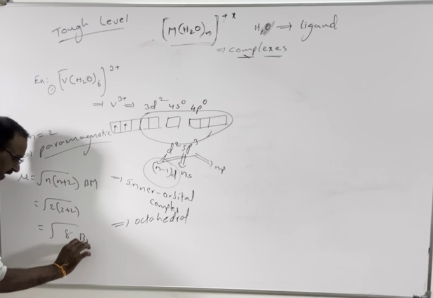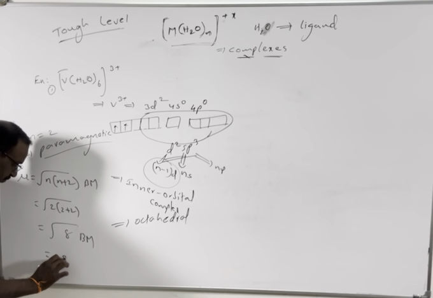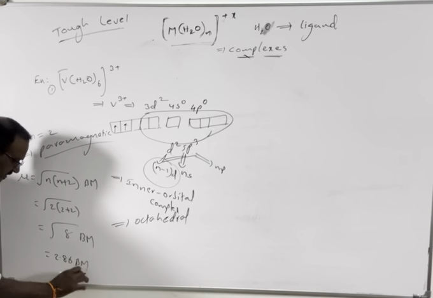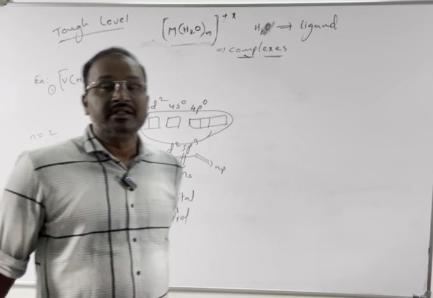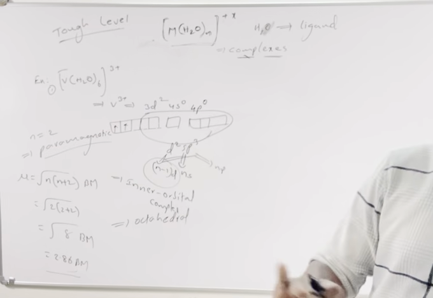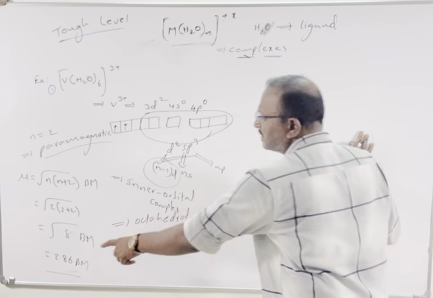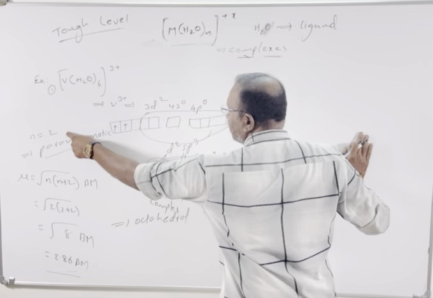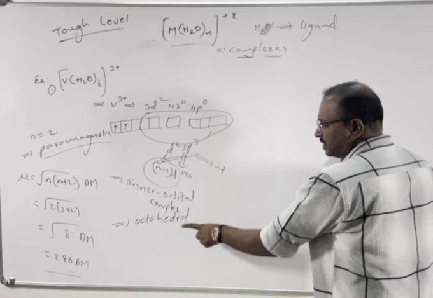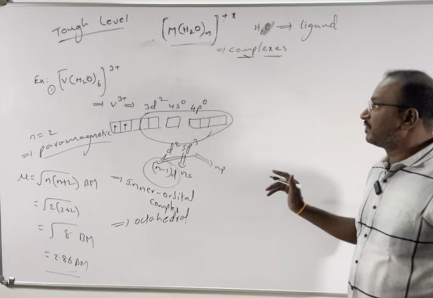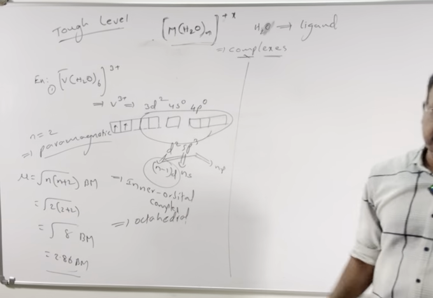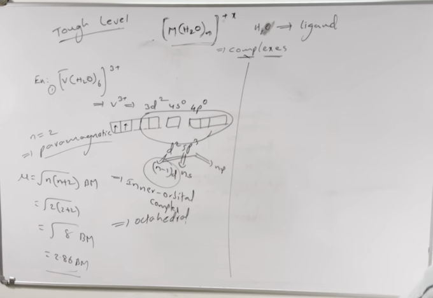Root 8 Bohr magnetons, we get 2.86 Bohr magnetons or something, around 2.8. That exact value will be there. So like that, this is the magnetic moment, this is the number of unpaired electrons, this is the magnetic nature, this is the shape, and this is the hybridization for this vanadium complex.